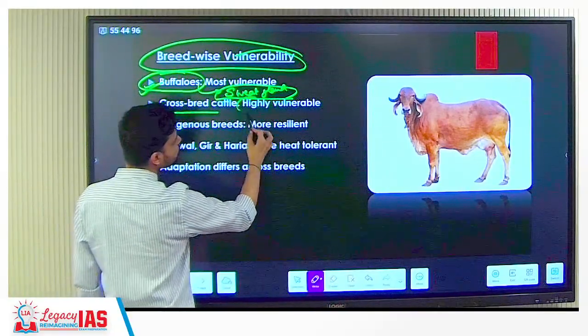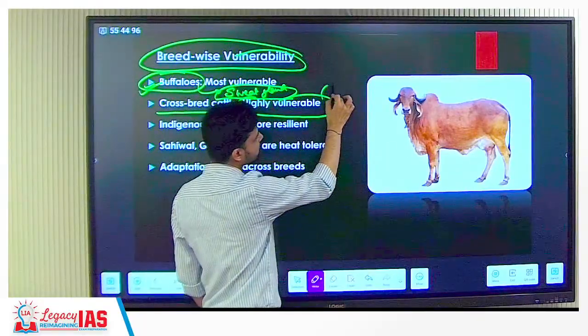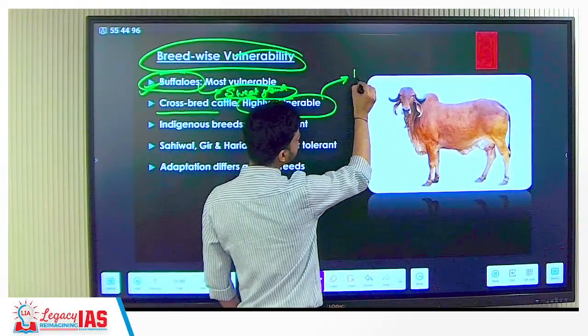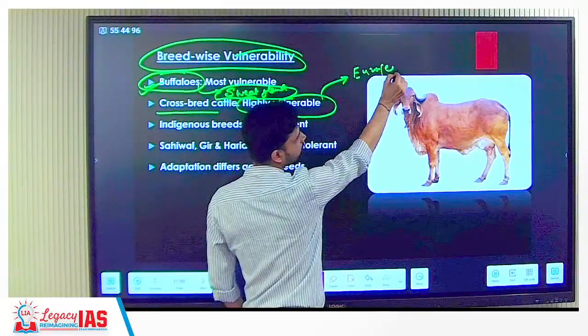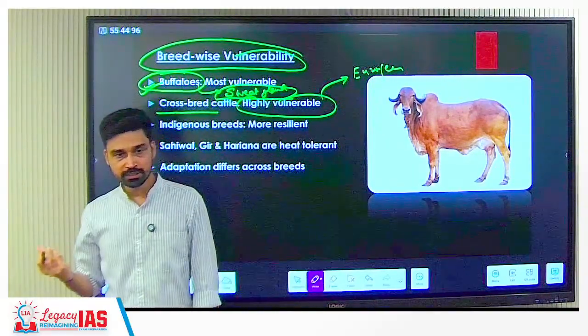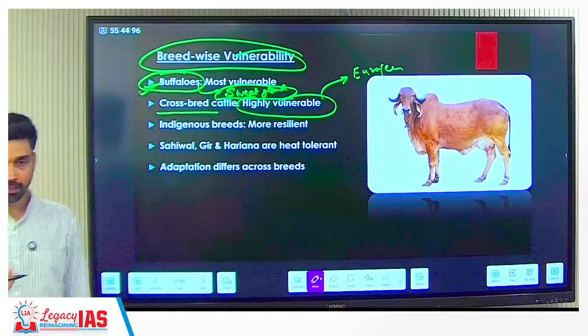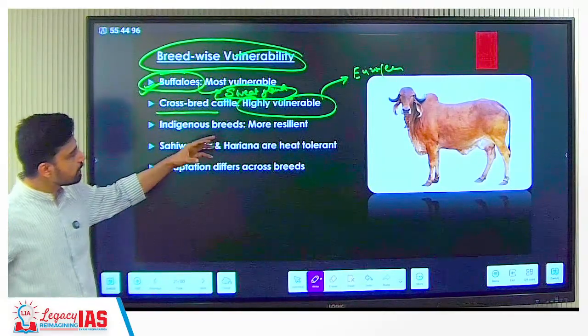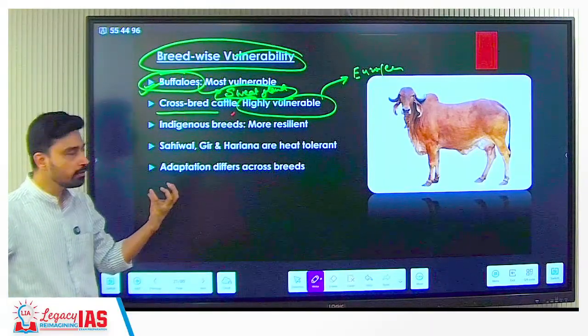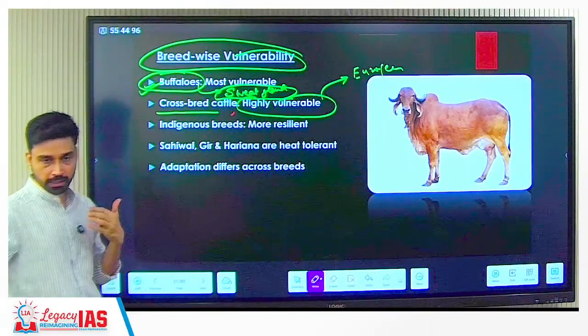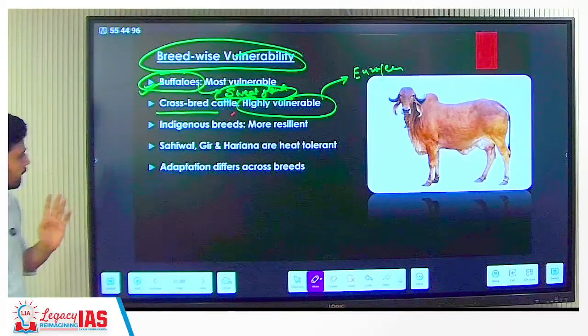Crossbred cattle are also highly vulnerable, because these crossbred cattle have brought genes from which countries? European countries. European countries have which kind of temperature? Low temperature, temperate areas. So if you introduce genes from temperate areas, survival will become very, very difficult. Adjustment will become very difficult in the tropical climate, especially when temperature is continuously rising.